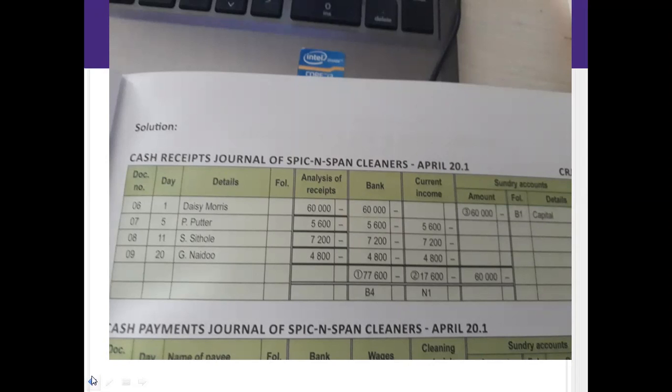Because the 5,600 Rand was received at the business, it first goes to the safe, analysis of receipts. At the end of the day, it will go to bank. And every time when it is a services rendered transaction, the amount must be entered into the current income column. All right, so remember this. It's a services rendered transaction. The amount must be entered into current income.